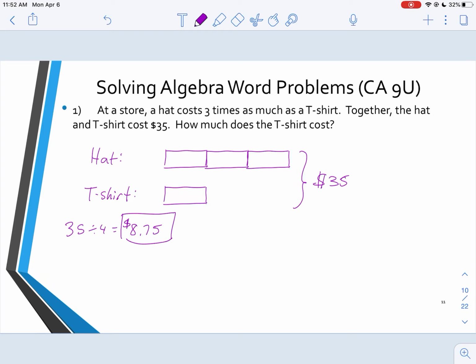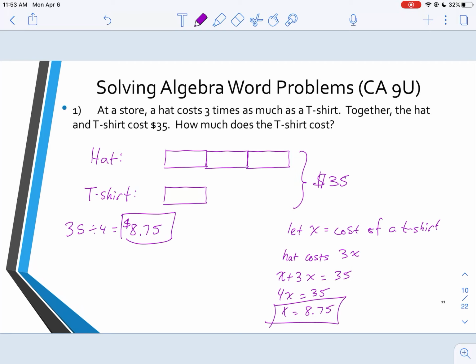Now, if we're going to solve this with algebra, we would have to define a variable. So we're going to let x equal, and then since the hat costs 3 times as much as the t-shirt, let's let x equal the cost of a t-shirt. Then we know that the hat costs 3x, and we know that x plus 3x together has to equal $35. So 4x equals 35, x then equals $8.75. And so we see that either way we get the same answer.